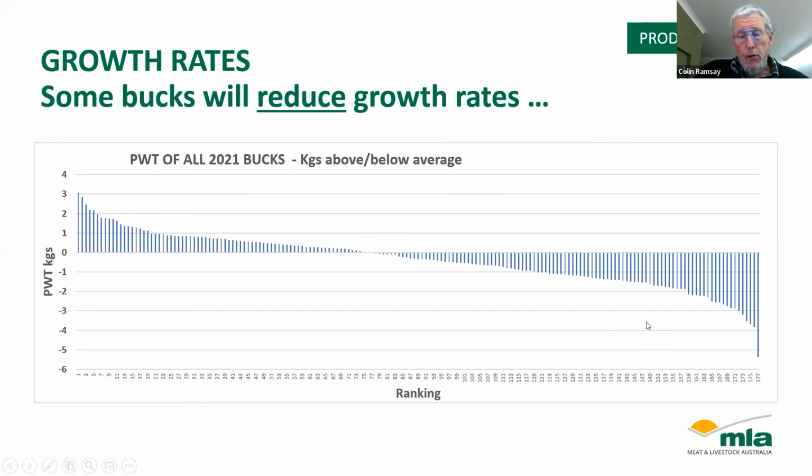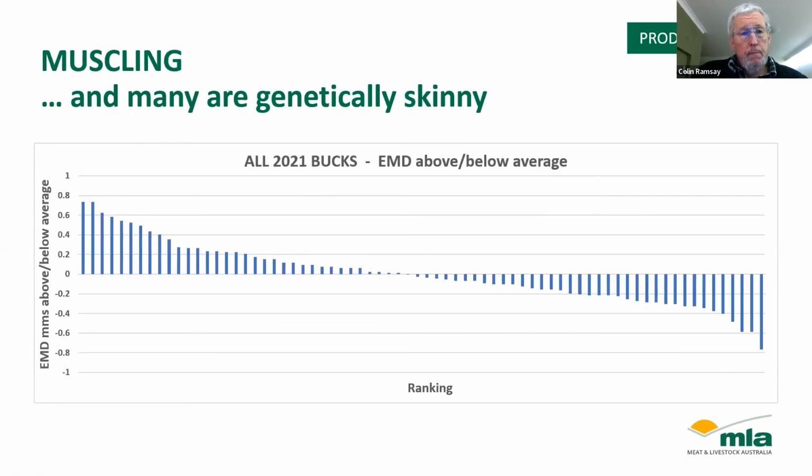So there's a massive difference in the growth rates of kids which you get from selecting a high growth rate sire or dam and a low growth rate sire. Muscling is exactly the same story. I don't want to bore you with it. This is the typical range you get of eye muscle depth in a range of bucks, which you might see in front of you at a sale.